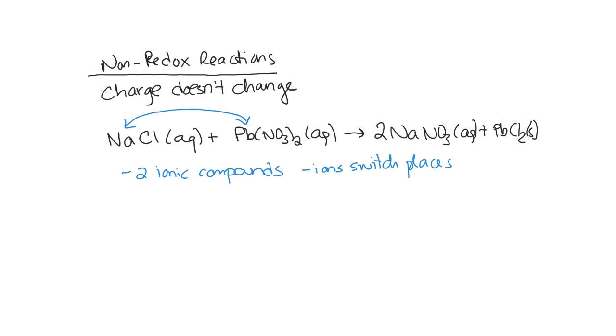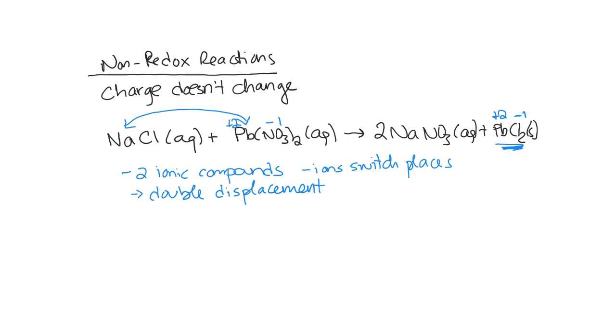And they don't just switch places without paying attention to proper chemical formulas, right? This is still PbCl2 over here because lead is a 2+ and chloride is a 1-. Lead is a 2+ and nitrate is a 1-. So I have to pay attention. I have to predict carefully what's going to happen, which we'll talk about in another video. But what I want you to know is that this type of reaction is called double displacement.